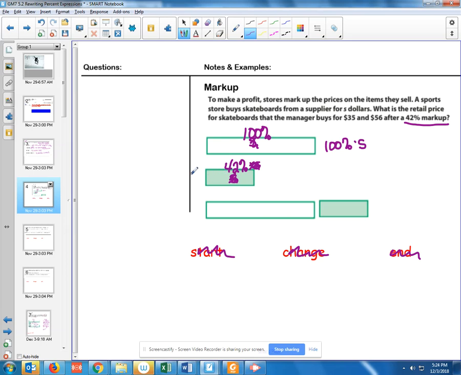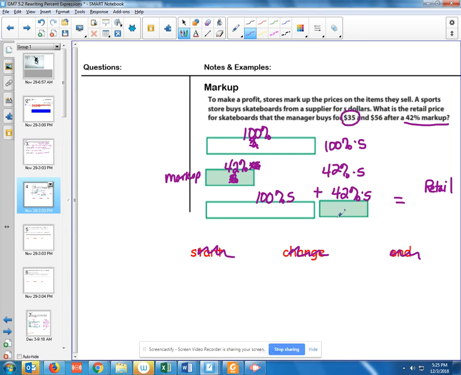And then I'm going to mark up the price. So this is the markup. This is 42% times whatever the price is. Now, a markup means we're going to add them together. So you're going to take your original price, that's the 100% times the price, plus the 42% times whatever the price of that skateboard is. And that is going to give us what we are going to charge, in other words, what that retail price is altogether.